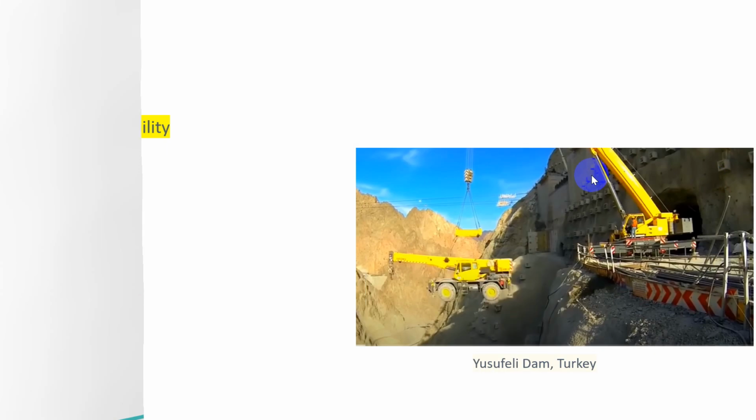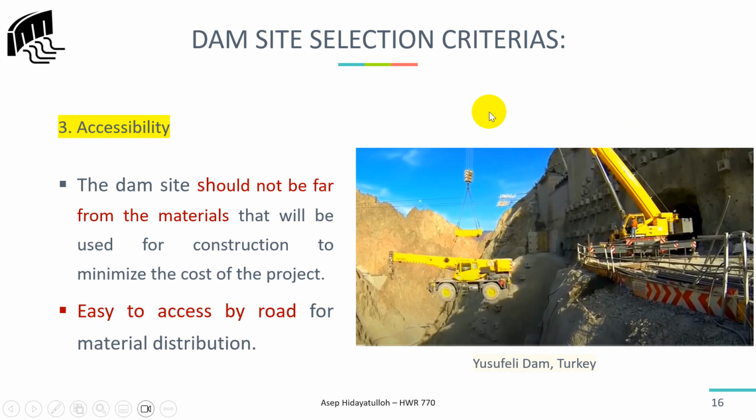Number three, accessibility. It is also important to consider accessibility. The dam site should not be far from the material that will be used for construction, to minimize the cost of the project, and should be easy to access by road for material distribution. For example, this is Yusufeli Valley Dam in Turkey. When we build a dam in a difficult location, it will also be difficult for maintenance, and maybe the cost of the project will be high.